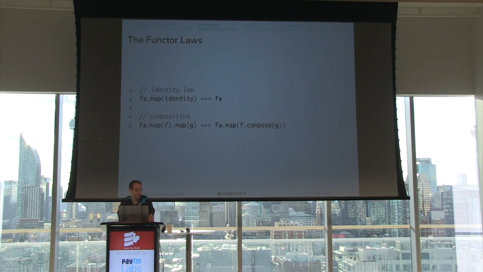What are the laws? Well, we have identity, which says that whenever we map over the functorial value with the identity, this does nothing strange. It just leaves the value untouched. And we have the composition law, which says that when we map twice with two different functions, this is the same as just mapping once with the composition of the functions.